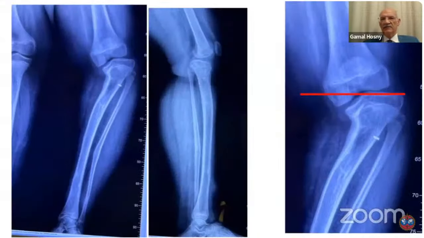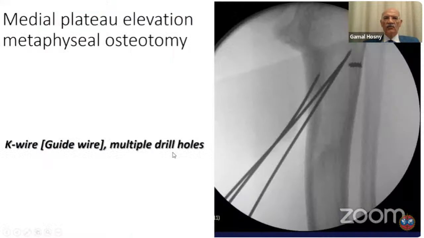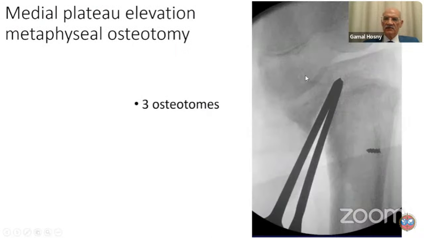And this is an example of a recurrent case with a fat person, just overweight. Look at the articular surface. You have articular deformity. You have extra-articular deformity. You can do medial plateau elevation, like this one, with multiple holes. And this is the way I do it, with multiple osteotomes. The medial plateau, they use wires to fix the plateau, and you put a graft between.